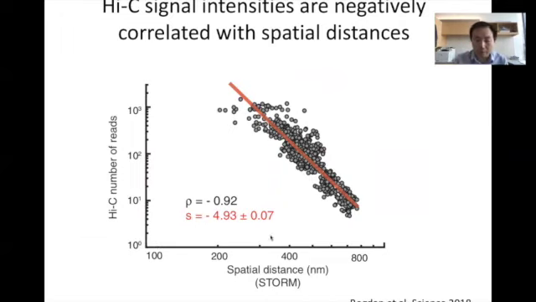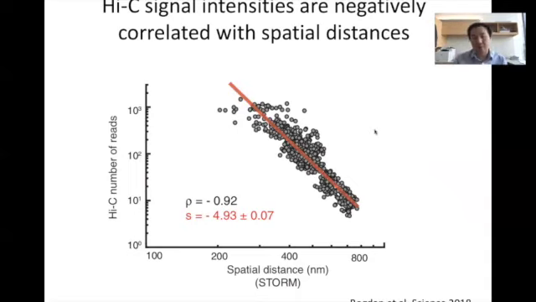So again, in this figure, the y-axis is the Hi-C number of reads, from zero to 1,000, the Hi-C read intensity. The x-axis is the spatial distance observed from the super resolution microscopy. So you can see they almost have this perfect anti-correlation, which is great.